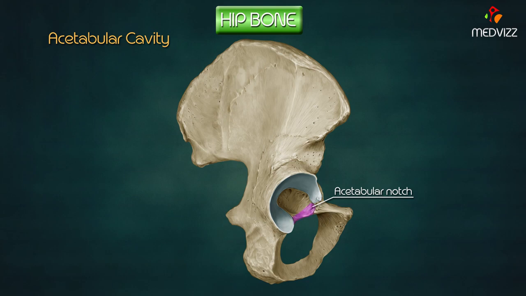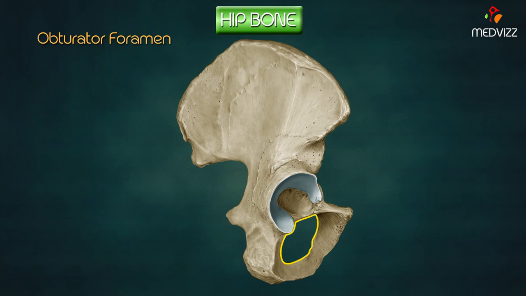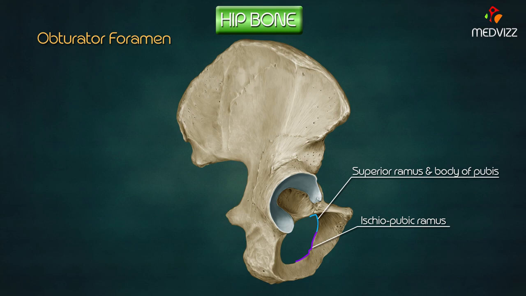Acetabular notch. It is a gap in the inferior part of the acetabular margin. The acetabular fossa is a rough area in the center of the cavity which is non-articular and is covered with a pad of fat. Lunate surface is a horseshoe-shaped area which articulates with the head of the femur. Obturator foramen. It is a large opening in the bone between the pubis and ischium below and the acetabulum in the front. Boundaries. Above and in front, superior ramus and the body of the pubis. Below and medially, ischiopubic ramus. Behind, body of the ischium.